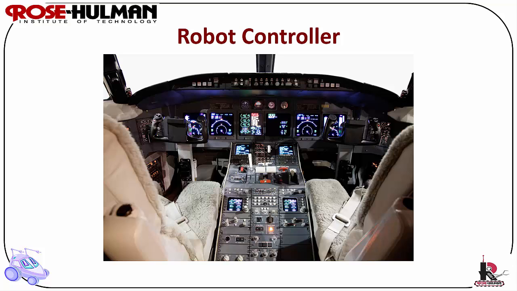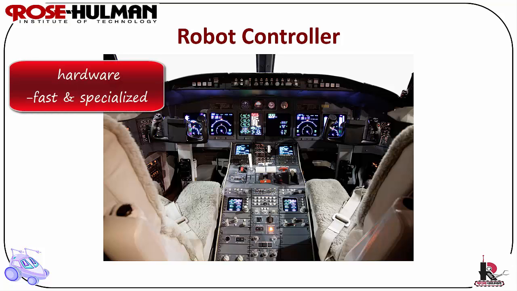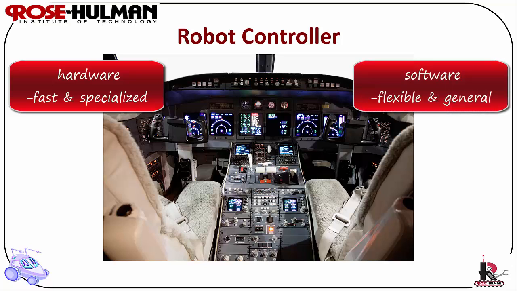The robot controller is the brains of the robot. It uses programs to solve problems and to achieve goals. Robot control is the means by which sensing and action of a robot are coordinated. Robot control can take place in hardware or software. Hardware is good for fast and specialized uses. Software is good for flexible, more general programs.